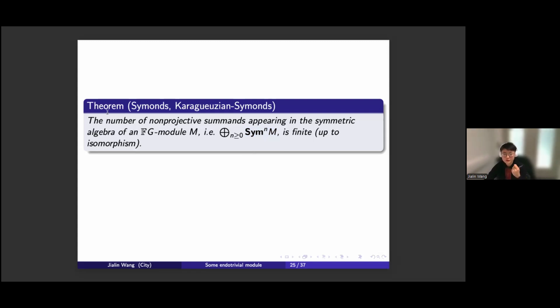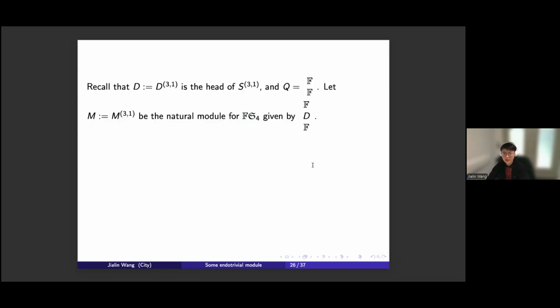Okay, but the proof of this one uses a lot of homological algebra, and since they are dealing with more general types of modules, they didn't actually talk about bases and everything. But for these Specht modules, we know it has a basis and it has dimension 3. So we were asking, can we describe exactly what the non-projective indecomposable summands that appear are? So that's my question. And the answer is yes.